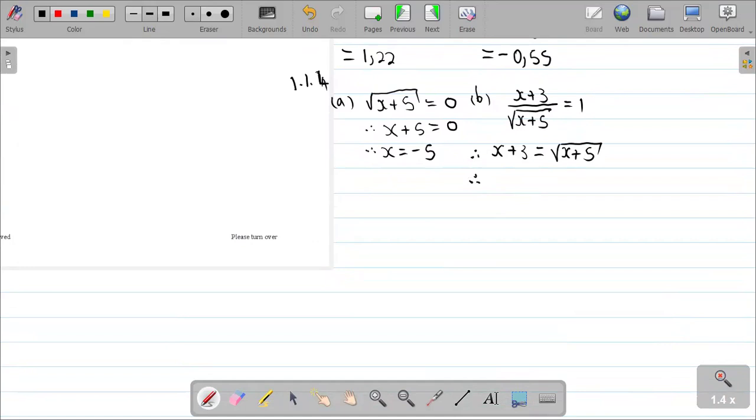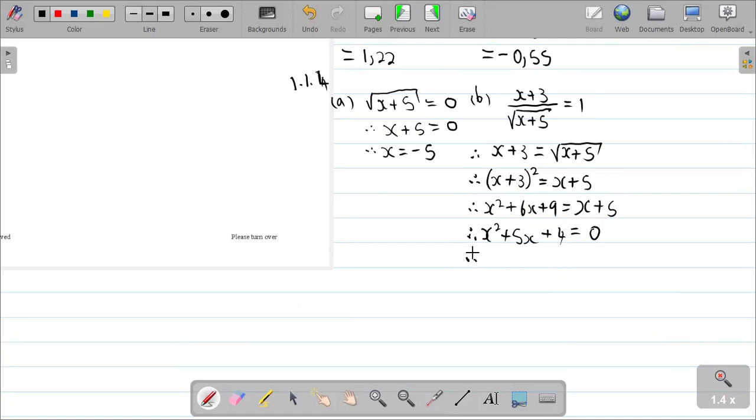So this means, therefore, if we remove the square root, what do we have? We have (x + 3) squared equals x + 5. So it means, therefore, x squared + 6x + 9 equals x + 5. So we bring everything this side. Then if we bring this to the left-hand side, we have x squared, and then we minus x, it's going to be + 5x, and then we minus 5, and then + 4 equals 0.